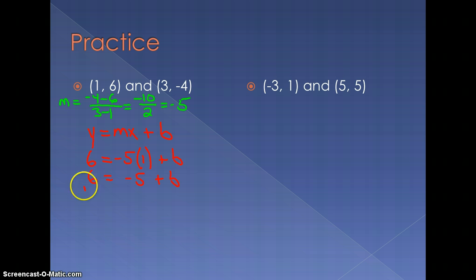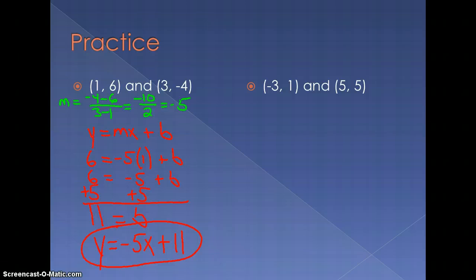From here, I need to add 5 to both sides. I get 11 is equal to b. So from here, y is equal to, slope is -5, x plus 11 is what we get right there. So again, you can see here that you can use the slope-intercept formula if that's how you like to do these.